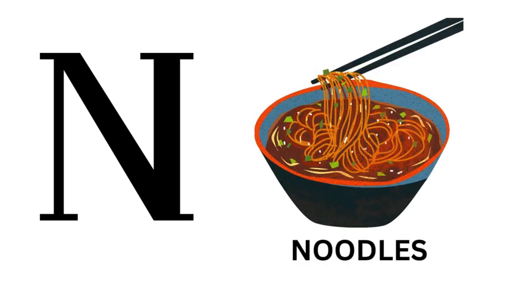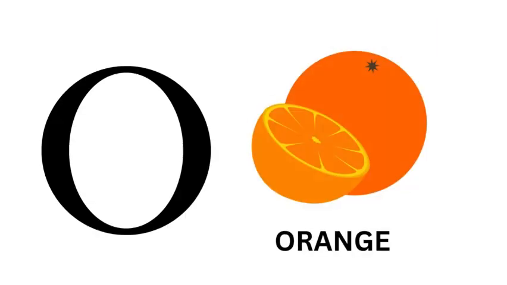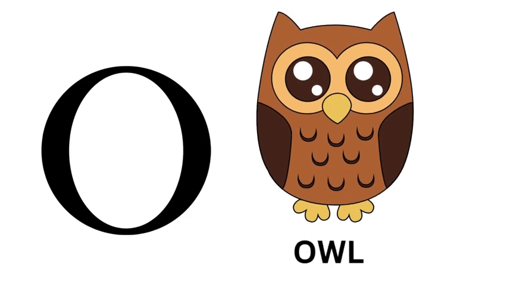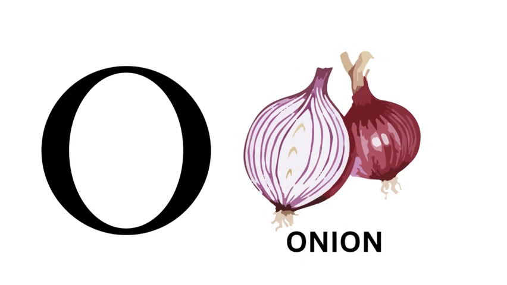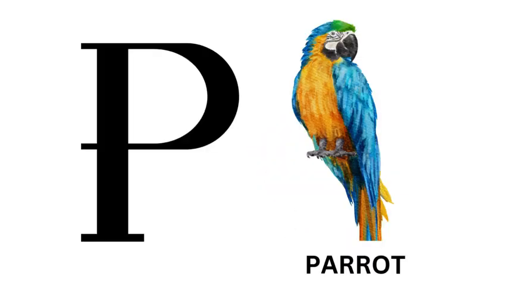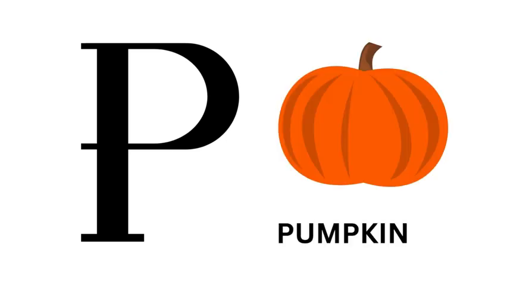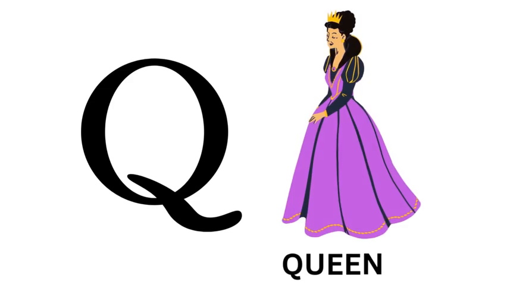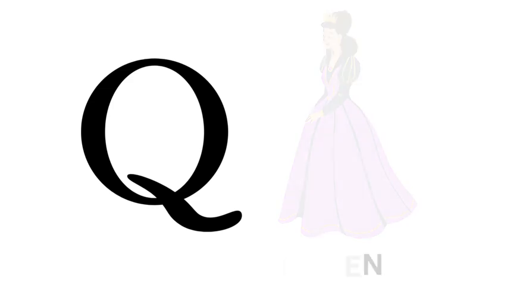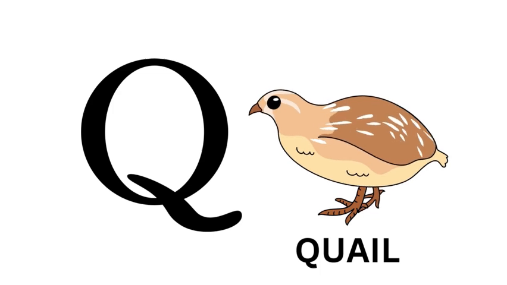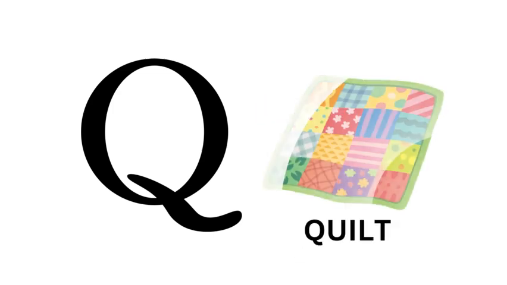N for noodles. O for orange. O for owl. O for onion. P for parrot. P for pencil. P for pumpkin. Q for queen. Q for quail. Q for quilt.